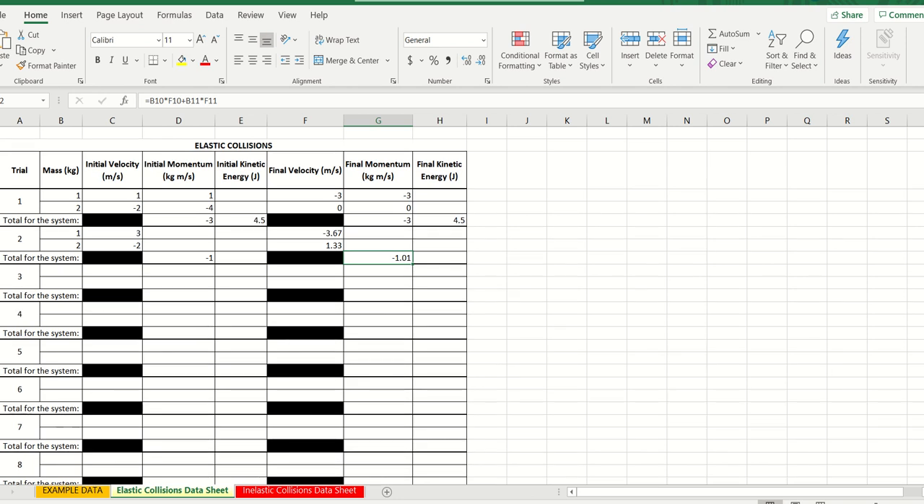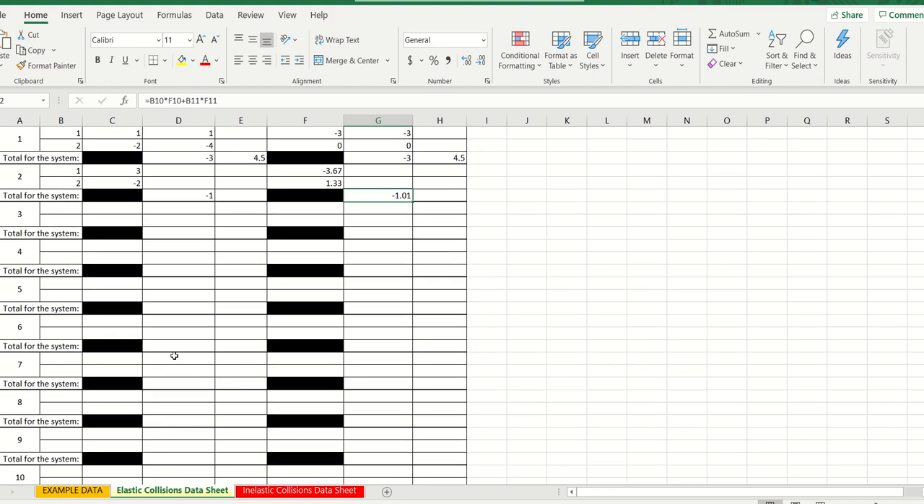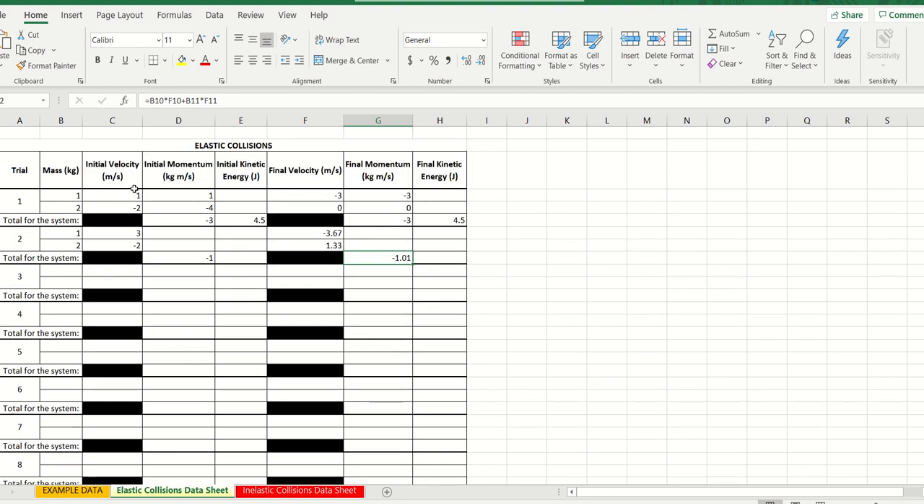Each time you go back and you change something, you change one of the initial speeds. You're going to repeat the experiment 10 times. Each time you do a new experiment, you're going to change either the initial speed of m2 or the initial speed of m1, just change it a little bit. Or you can change the masses. Change the mass from 1 kilogram to 5 kilograms. See what happens. So that's the idea.